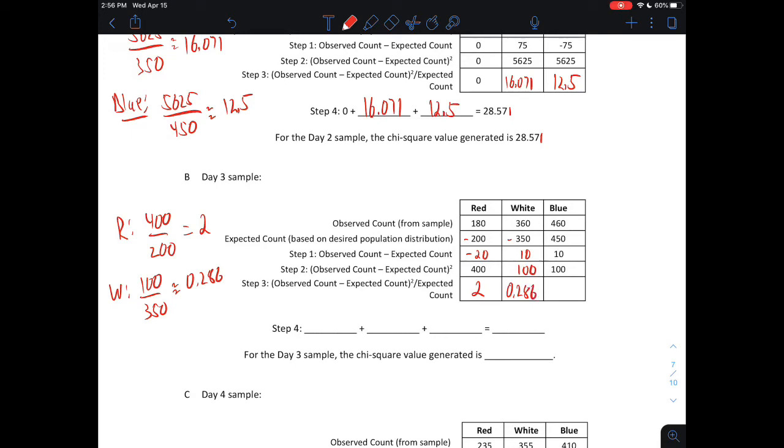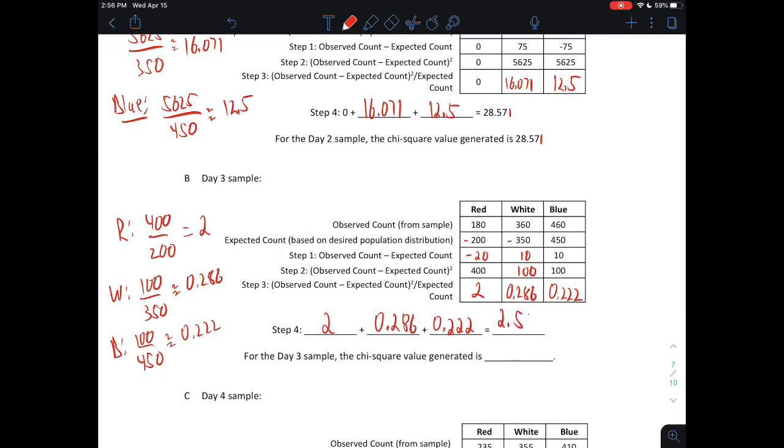And then for blue, I take 100 and divide by the expected count there, 450, and I get 0.222. So then for my chi-square value, I need to add those 3 up. 2 plus 0.286 plus 0.222. And from that, I get 2.508.